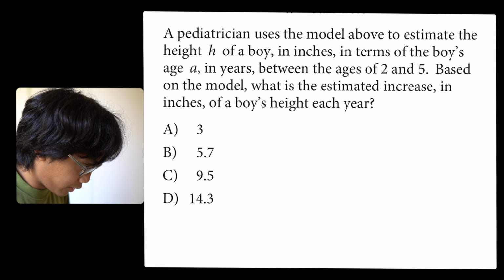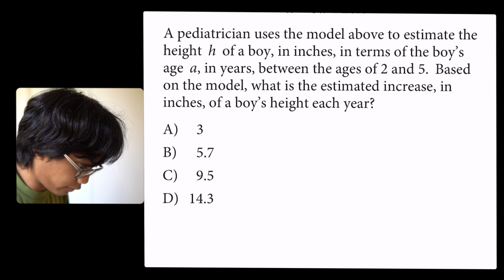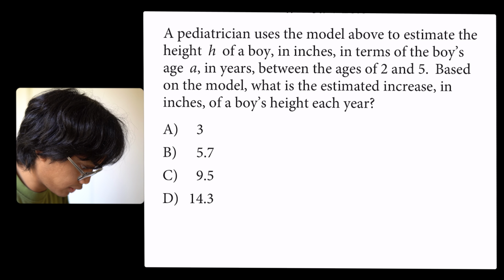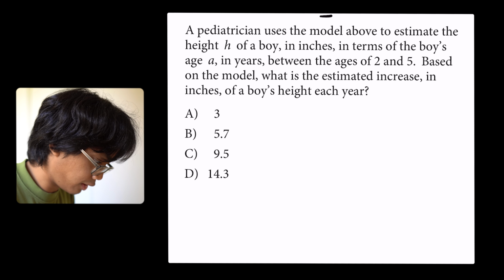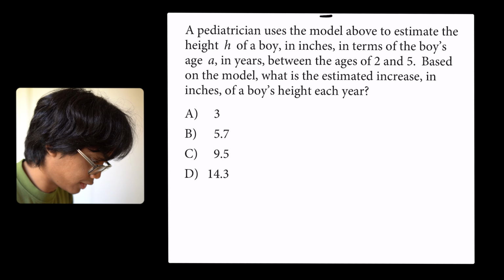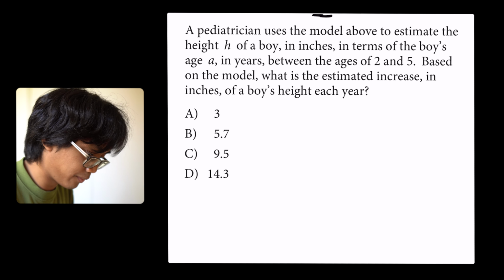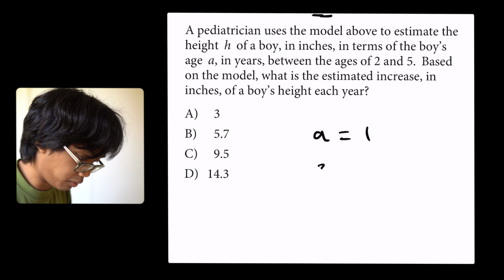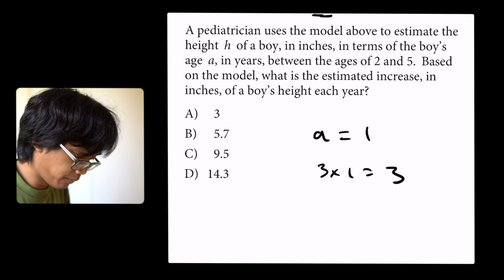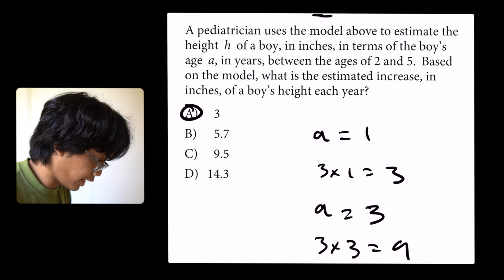A pediatrician uses the model to estimate the height H of a boy at age A, between the ages of 2 and 5. Based on the model, what is the estimated increase in inches of a boy's height each year? Okay, so if A is the age in years, and you want to see the increase each year, it's going to be this 3, because that's the coefficient for A. So for A equals 1, that's for 1 year, you're going to have 3 times 1, so you grew 3 inches that year. If you're 3, you're going to have 3 times 3, which is 9. So answer choice A for this one.